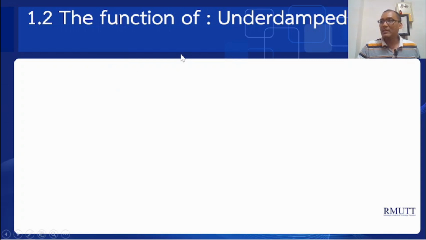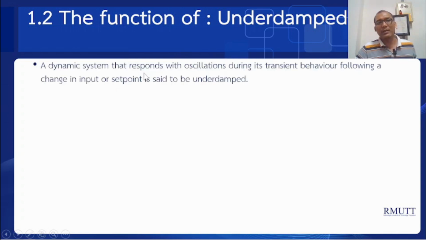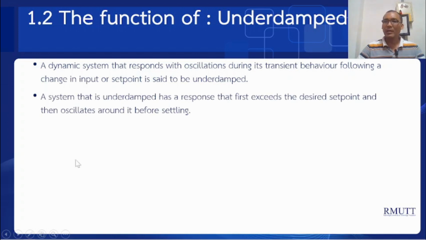The next parameter is underdamped. Underdamped is a dynamic system that responds with an oscillation during its transient behavior following changes in input or set point. So it is said to be underdamped. A system that is underdamped has a response that first exceeds a desired set point and then oscillates around it before settling. So this is the underdamped.